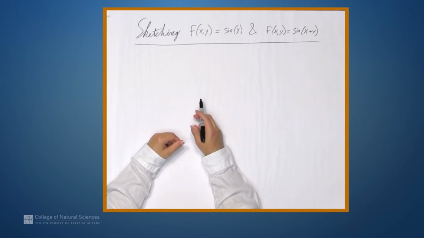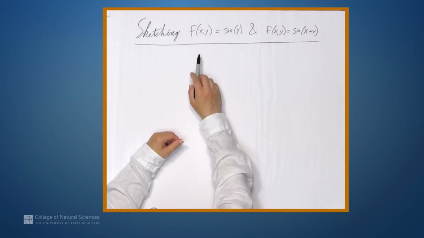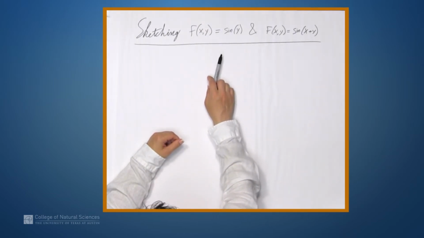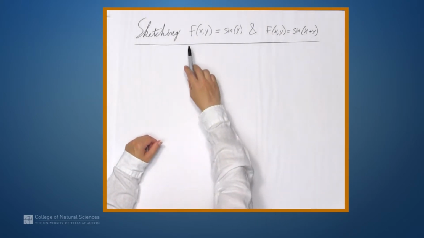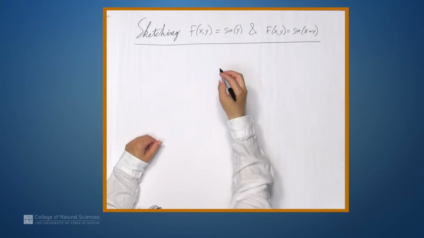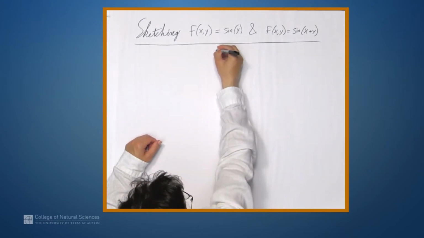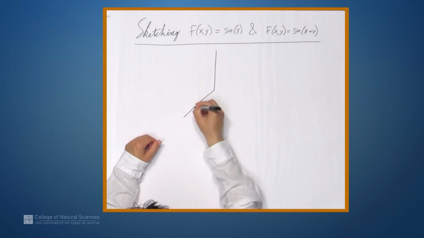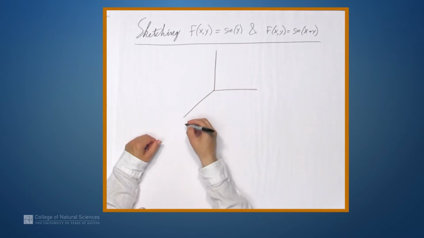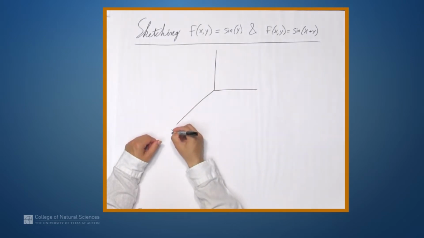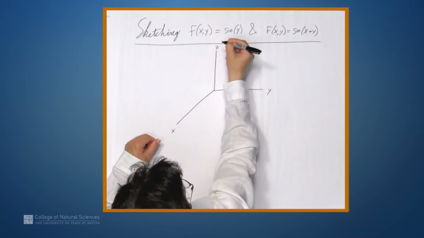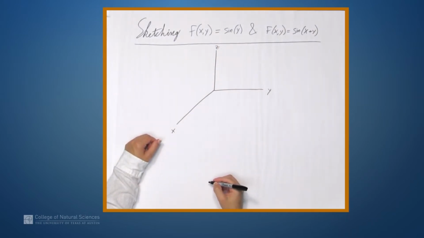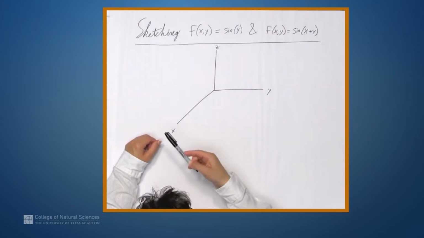So we're here at the example table, and in this video we're going to talk about sketching two functions, f of x,y equals sine of y and f of x,y equals sine of x plus y. So let's start with f of x,y equals sine of y. This is a function of two variables, so we're going to graph it in 3 dimensions. So let's sketch our 3 dimensions here, the x-axis, the y-axis, and the z-axis. And for the moment, let's pretend actually that we're just graphing z equals sine of y.